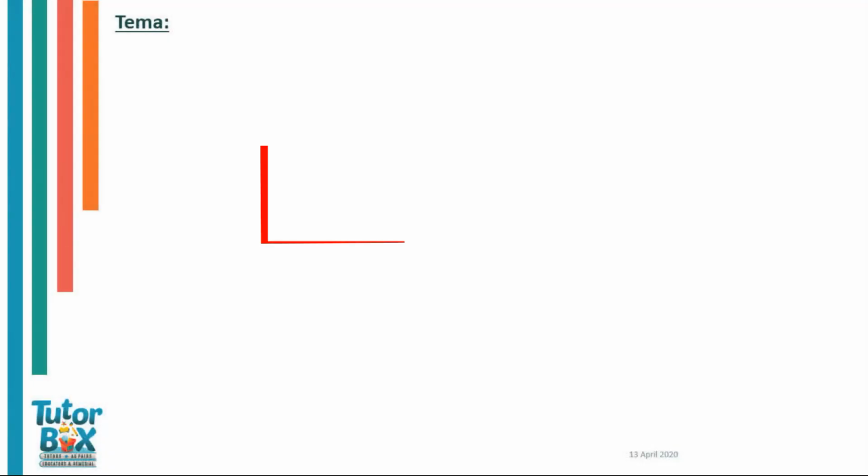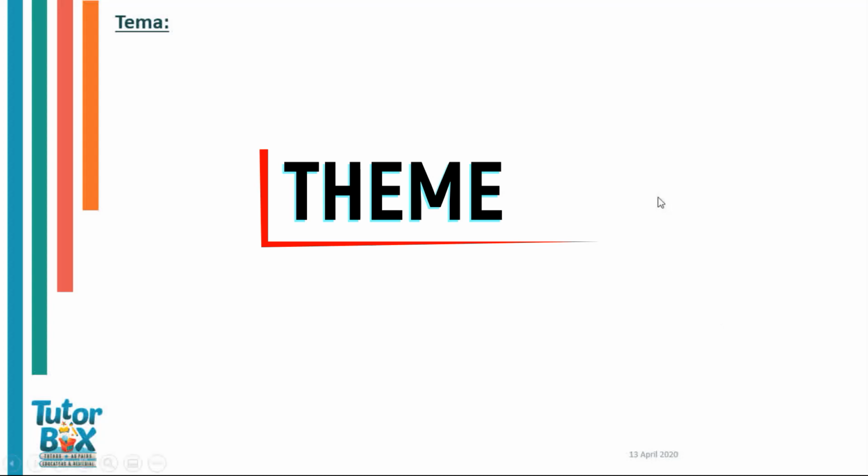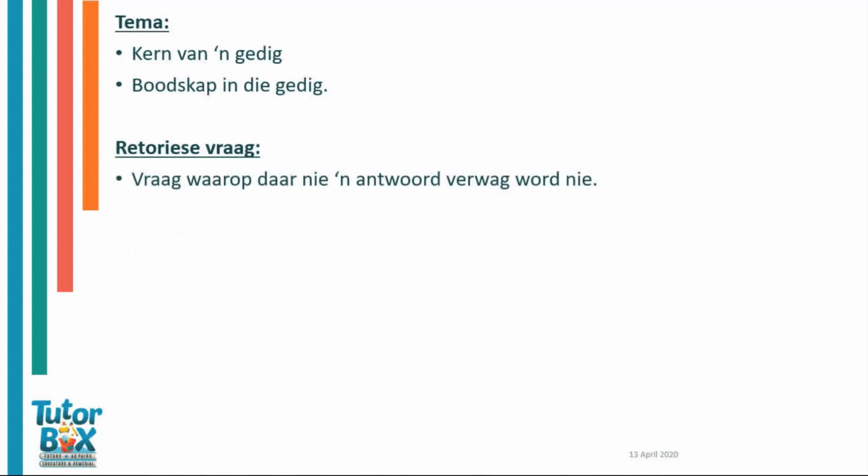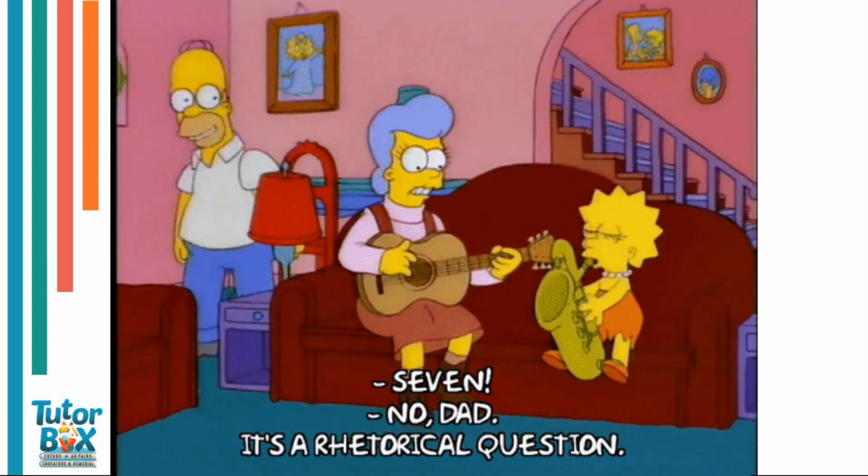Okay, now you get your thema, your theme of the poem. Kern van 'n gedig. Okay, so this is the core of a poem. Boodskap in die gedig. The theme is also the boodskap that the writer wants to give to you. Okay, then you get retorische vraag. Okay, rhetorical questions. Those are also in poems a lot. Let's see what that is. Vraag waarop daar nie 'n antwoord verwag word nie. Okay, so this is questions that there aren't any answers to.